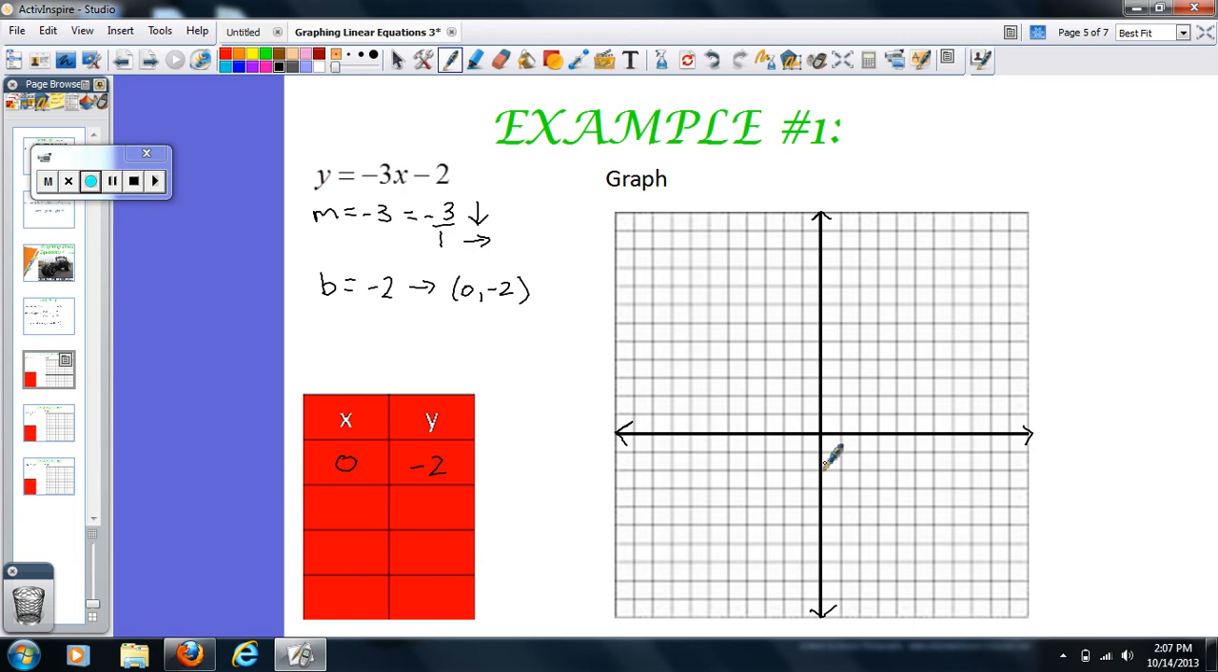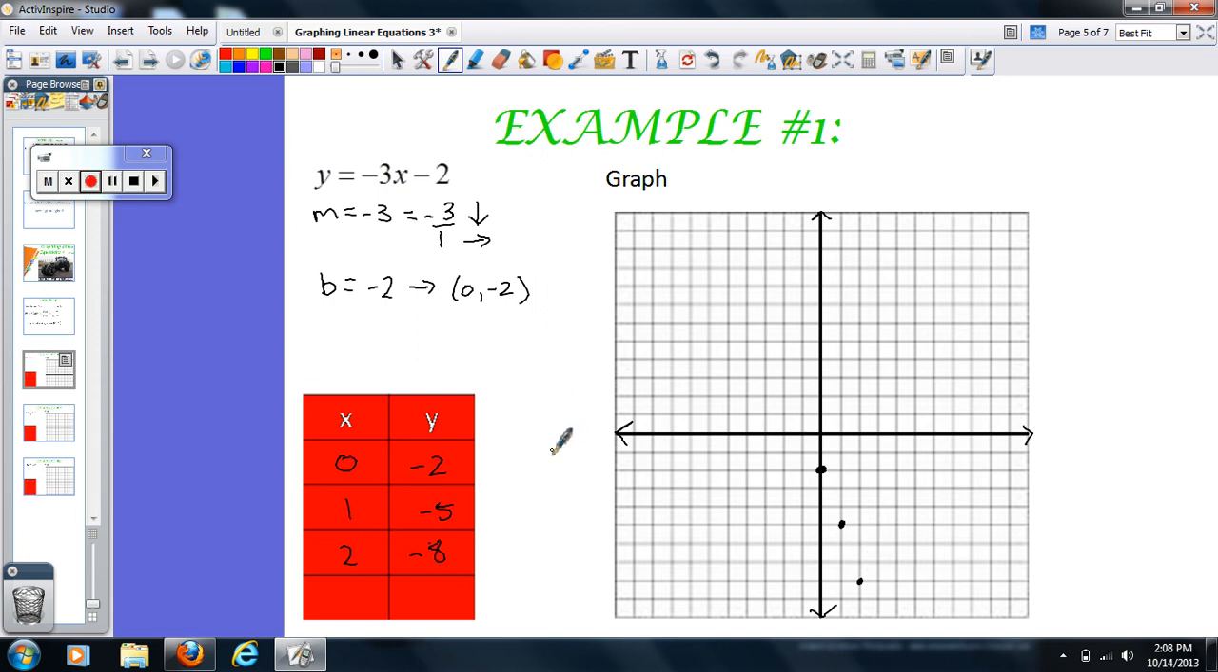So I'm going to go to 0 and I'm going to go to negative 2 and put a point. Now I'm going to use the slope and go down 3 and to the right one. So 1, 2, 3, 1. I'm going to put a point. And I'm going to do that one more time. 1, 2, 3 to the right one and put a point. So this point was 1 and negative 2, negative 3, negative 4, negative 5. So this was (1, negative 5). And this one will be (2, negative 8).